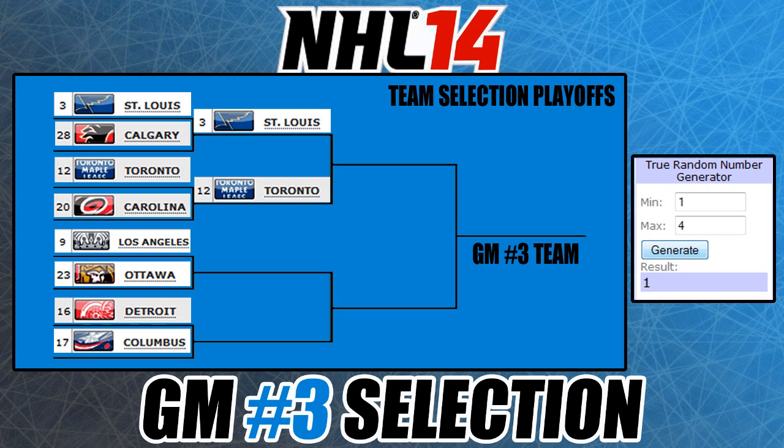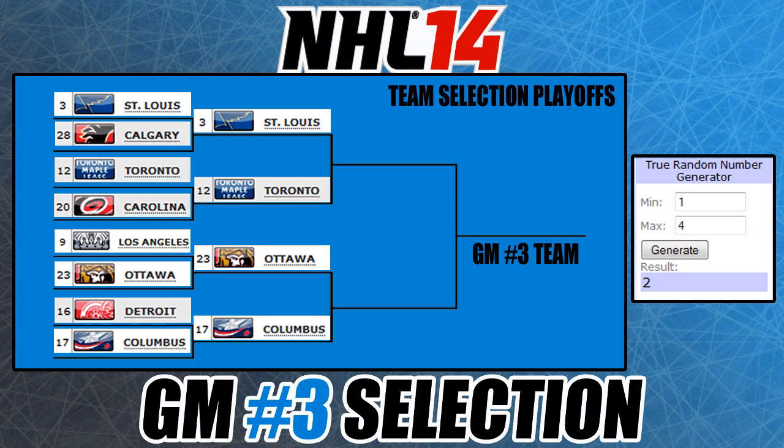So we have St. Louis, Toronto in the next round. Next, LA and Ottawa. So LA with a 1, Ottawa gets a 4. So Ottawa moves on. And finally, Detroit and Columbus. Detroit with a 3, Columbus gets a 3, so redraw. Detroit with a 1. Columbus, oh no, Columbus got a 2. Alright. Okay, so we got St. Louis, Toronto, Ottawa and Columbus in the, I guess, semifinals.